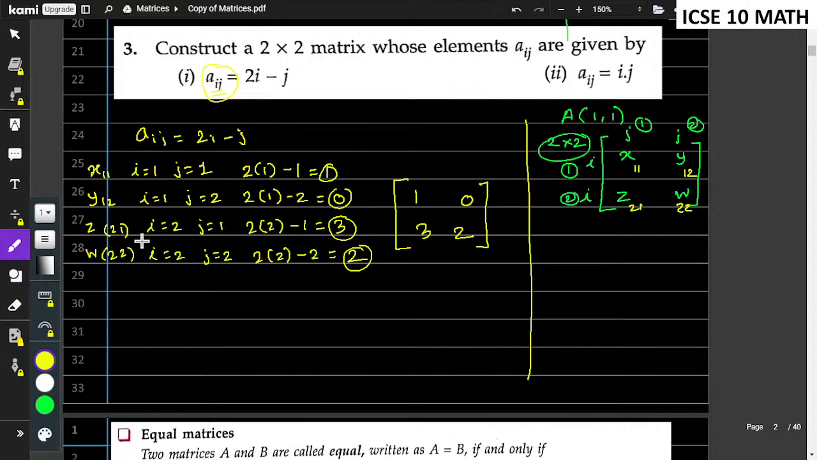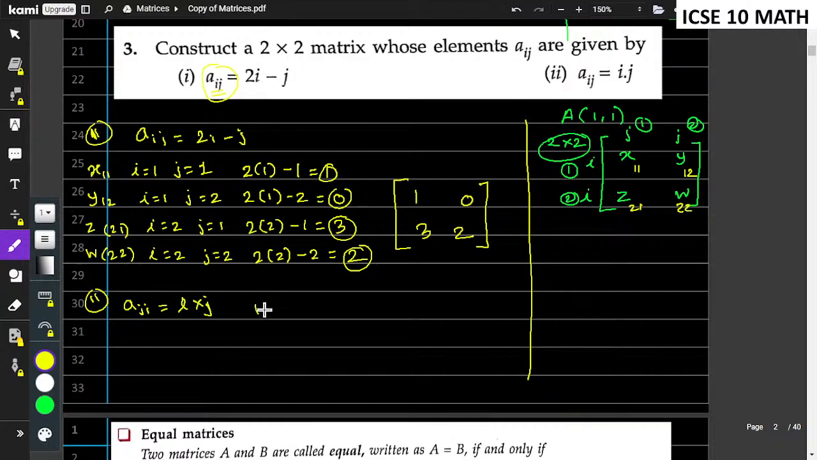Alright. Now let's do the second question here. Question number 1, question number 2. Let's see what they are given. A is equal to ij, is equal to i into j.